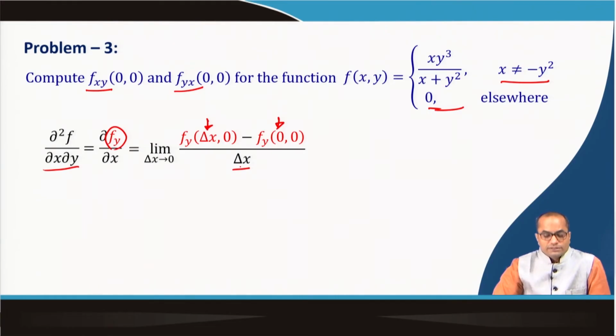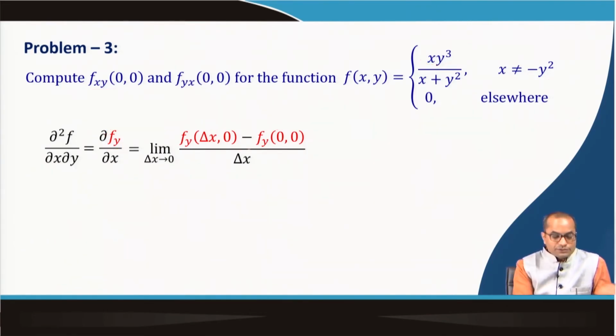We need to compute this, and what we observe, because here again we have this product and 0 is present in both the functions. But before we go to the substitution here, this is not the function directly, we have to have this f_y first.